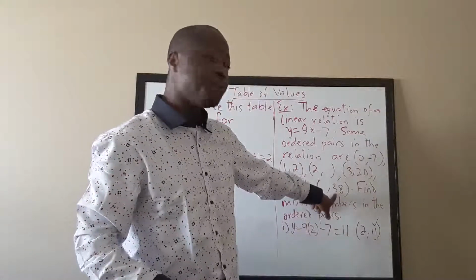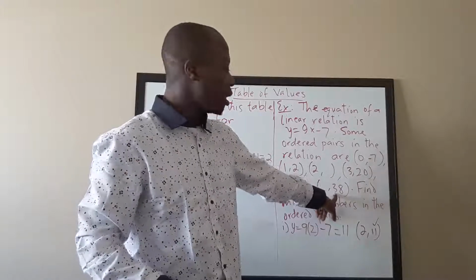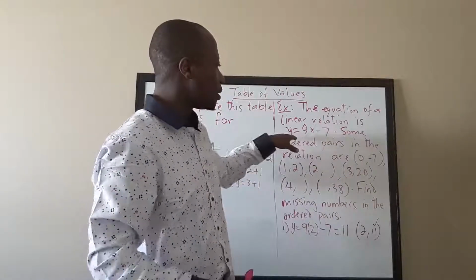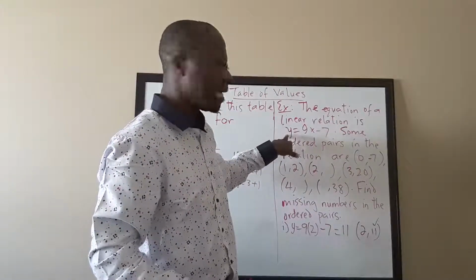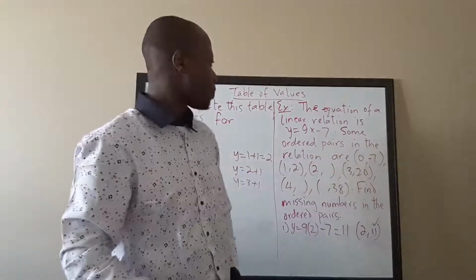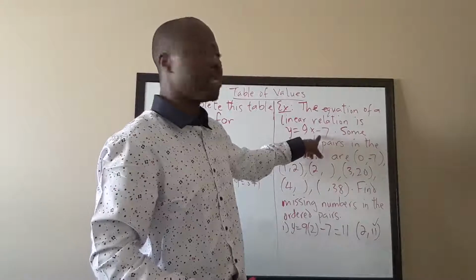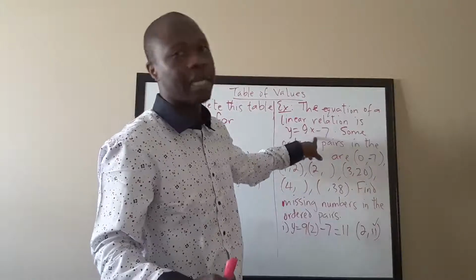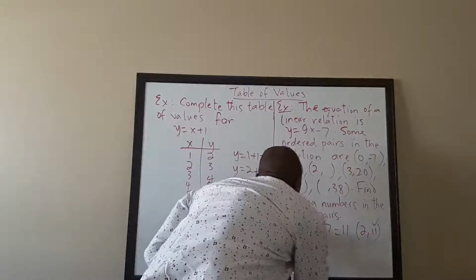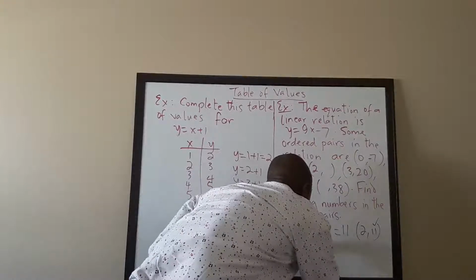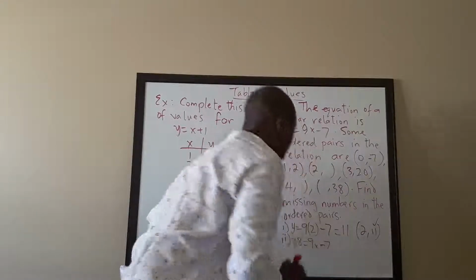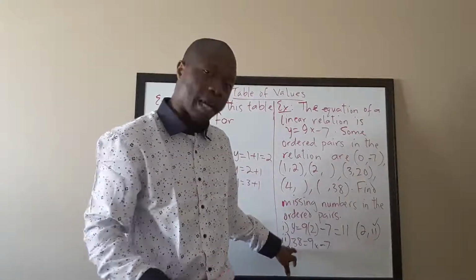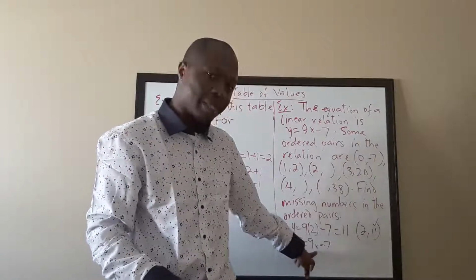We're being given our output, y is 38. We have no idea what x is, our input. So we're going to go here. Wherever we see y, we put 38, and then we solve for x. So y equals 9x minus 7. That means 38 for y. So 38 equals 9x minus 7, because this is y. So we have to solve for x.